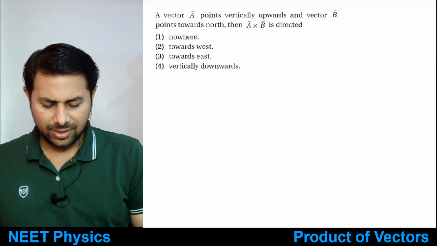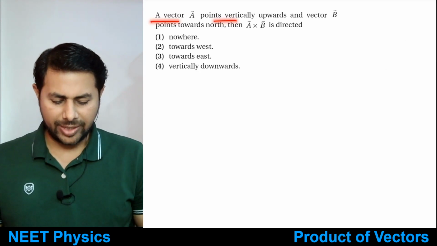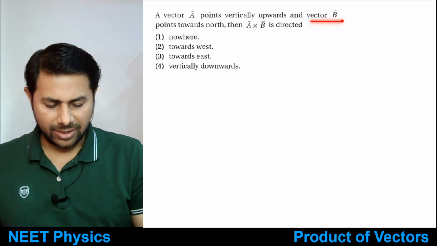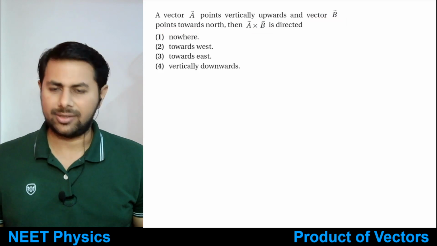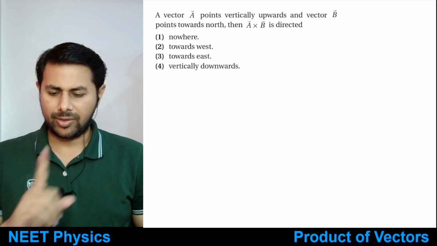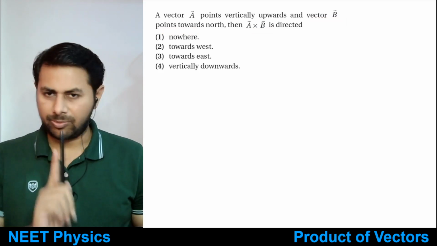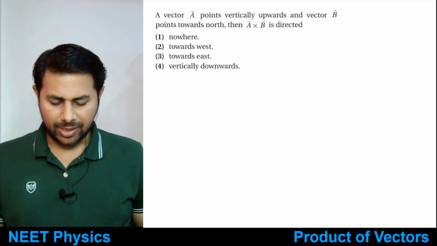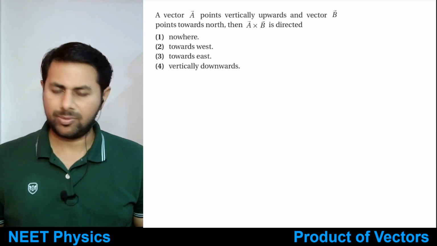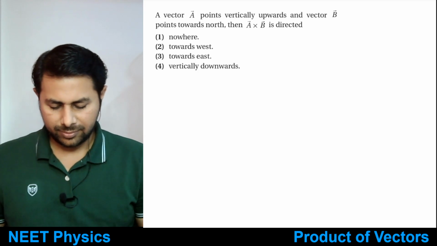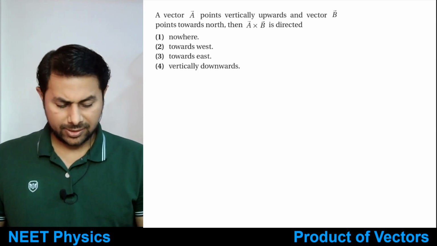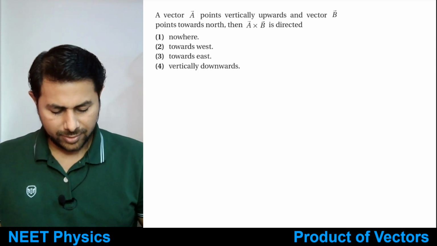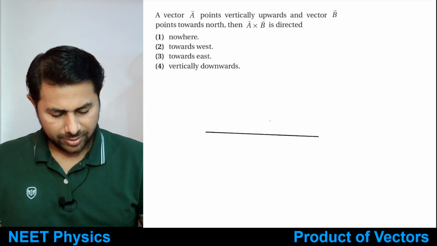Let's see the next one. A vector A bar points vertically upwards and vector B bar points towards north. Then A bar cross B bar is directed, tell me, A bar is upwards and B bar is towards north. Then A bar cross B bar is directed towards west. Okay, let's check. Let's draw east, west, north, south.